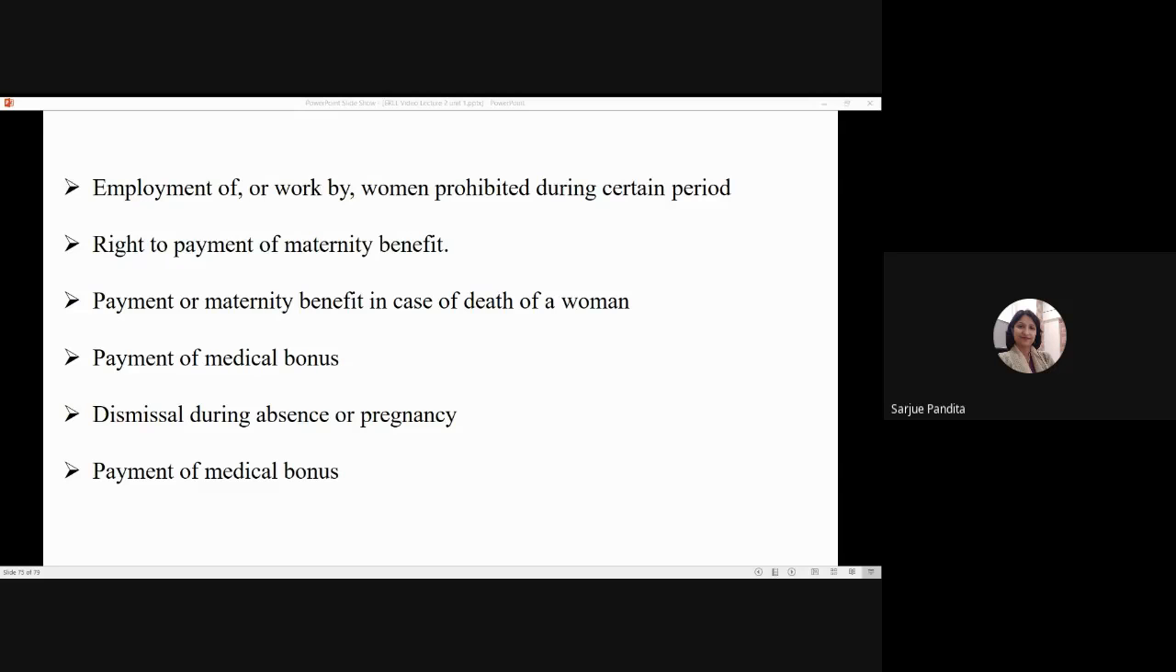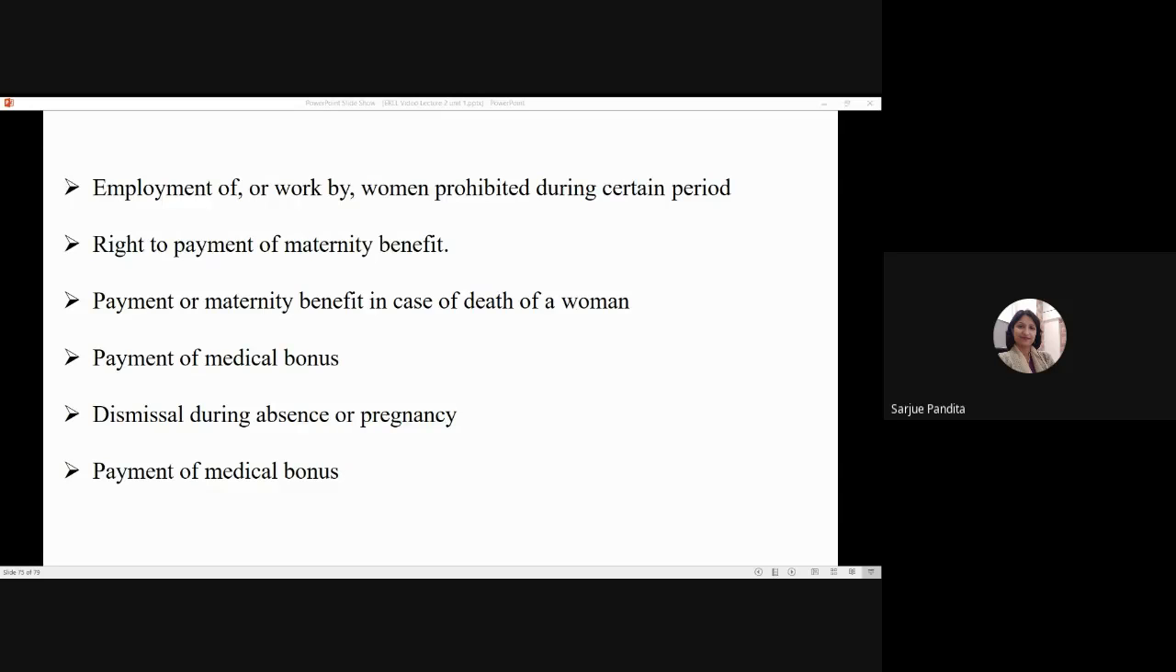So no employer shall knowingly employ a woman in any establishment during the 12 weeks immediately following the day of her delivery or her miscarriage. Then no woman shall work in any establishment during the 6 weeks immediately following the day of her delivery or her miscarriage.